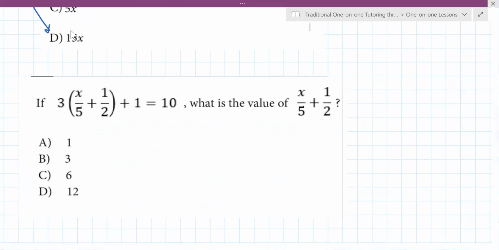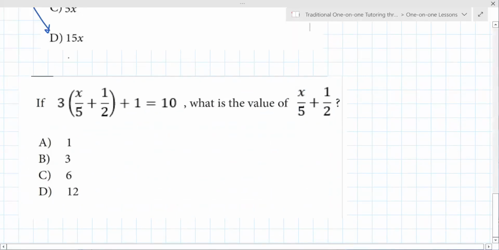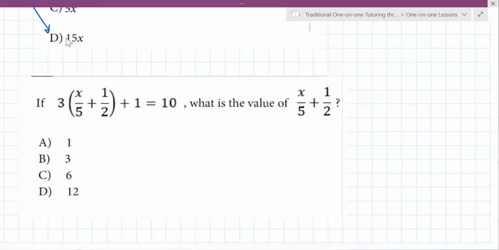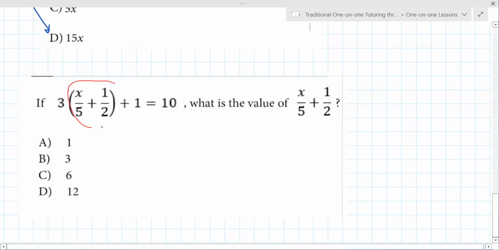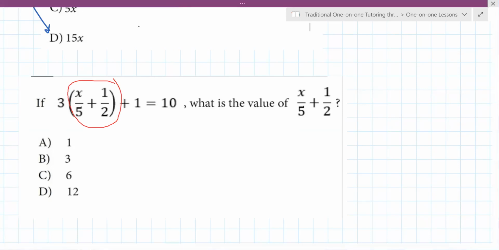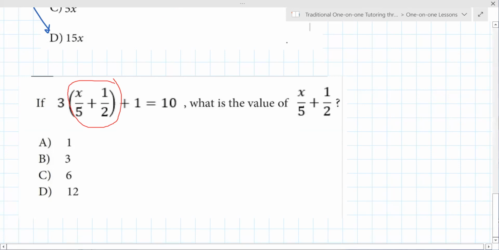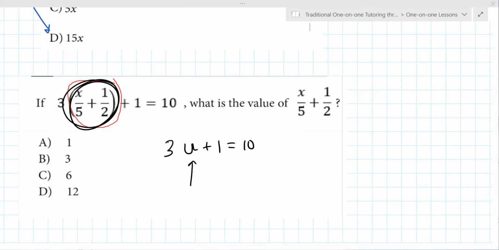Divide by 3, so 10 over. Don't solve it. Try to think about what number goes in parentheses such that when you multiply it by 3 and add 1 to it, you get 10. Would it be B? Yeah, and it's called a substitution. It's like 3u plus 1 equals 10. What is the value of u, or what is that missing piece? Yes, the answer is that.